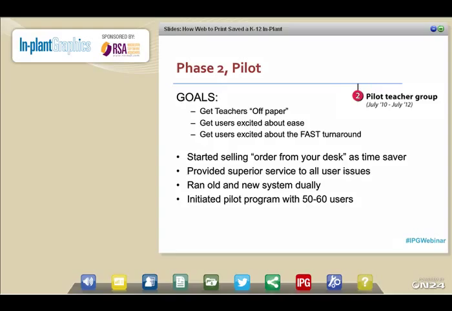We started selling the whole order from your desk concept. We provided superior customer service to these pilot groups. We went out and sat one-on-one with them, helped them learn the system from the front end the best we could, so they could be our liaisons in the building once the rollout did happen. We did run our old and our new system side by side, and that was kind of a headache for that year or so, but I knew it would pay off in the long run.